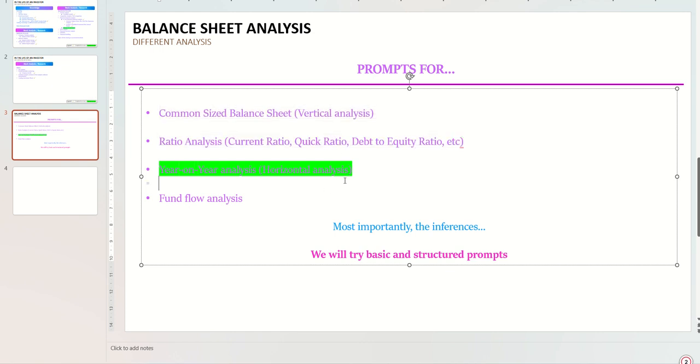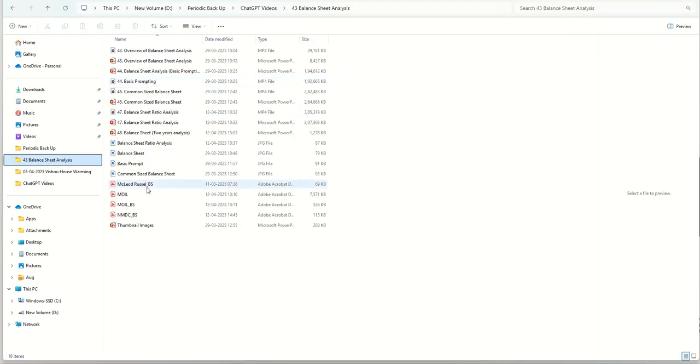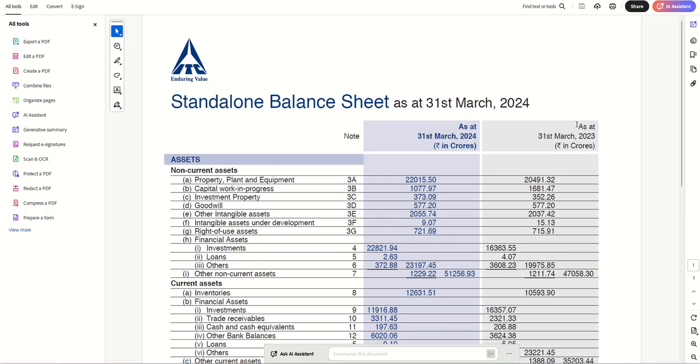In the current video the focus is on horizontal analysis. So just a brief of what horizontal analysis is. Let me pull out a balance sheet. It is basically a comparison between 2 years of balance sheet statements, trying to gather inferences through line by line analysis.